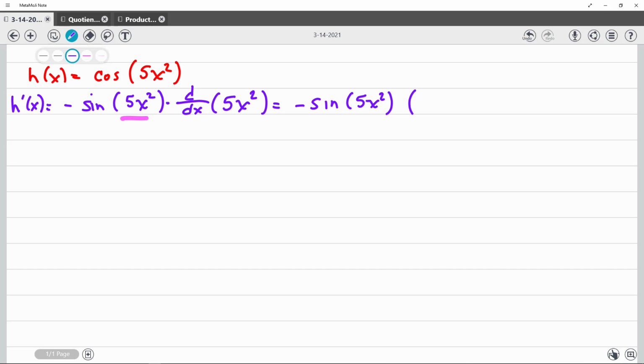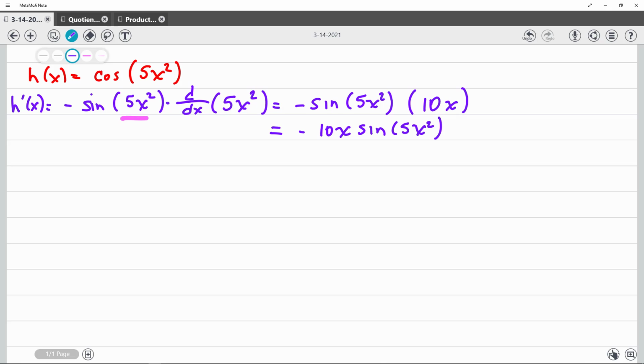And now the derivative of 5x squared, bring the 2 down, 10x. And that gives me my final answer, just kind of rearranging the order that I write these in.